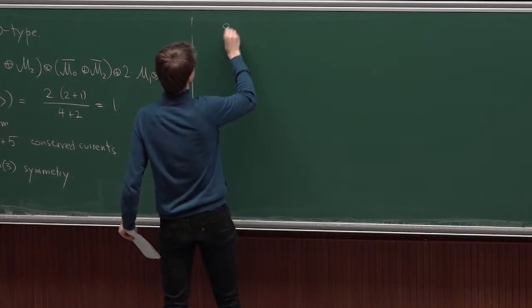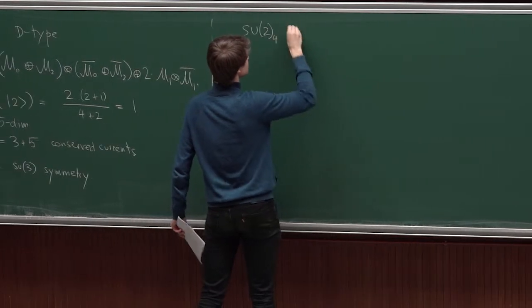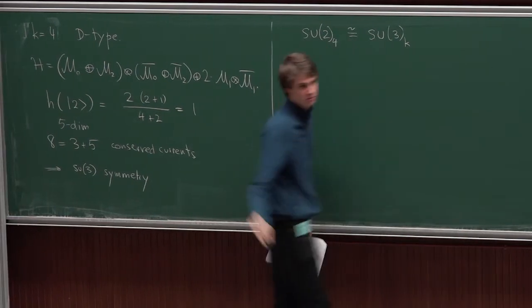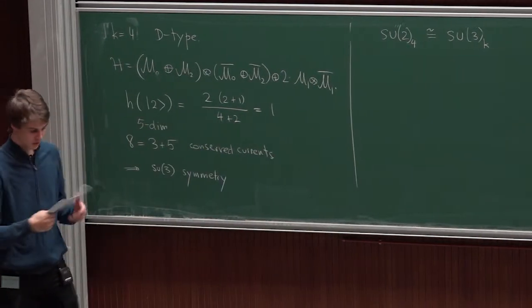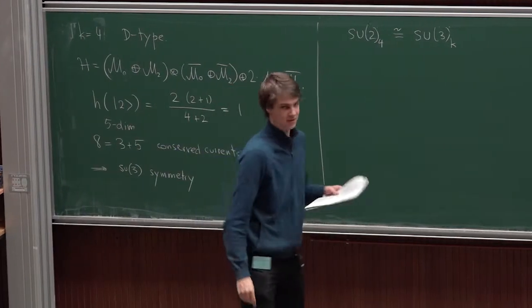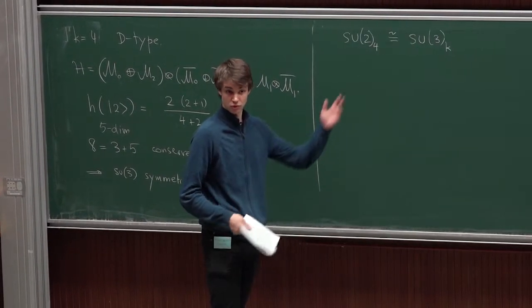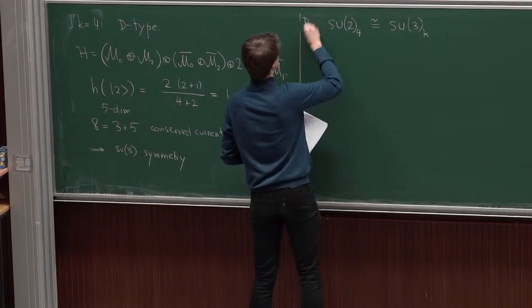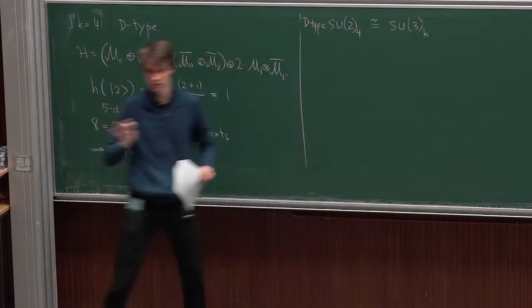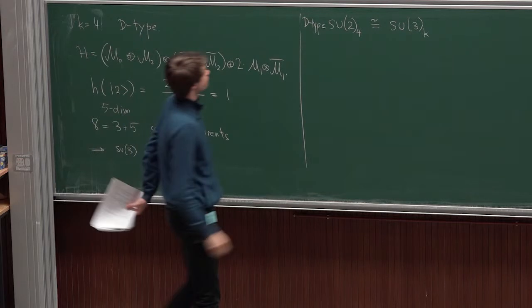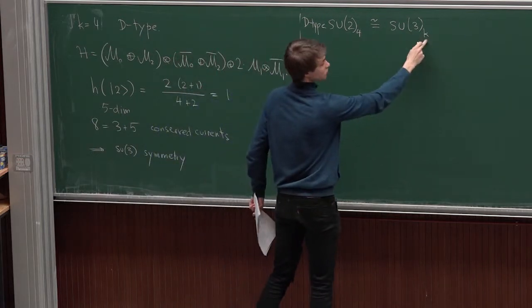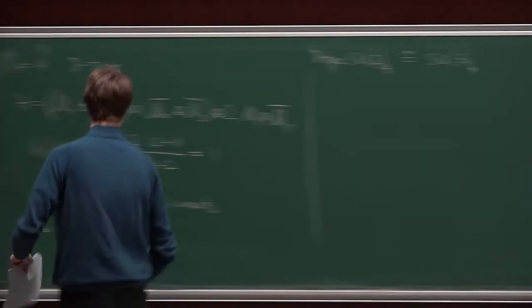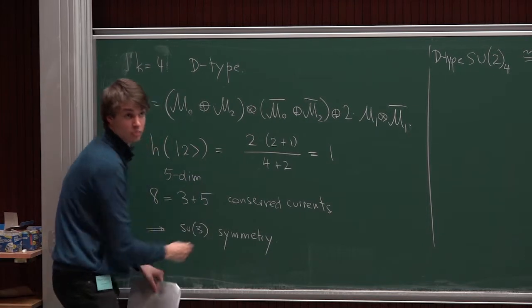Okay, so let's make the bold claim that this SU2 level 4 Wess-Zumino-Witten model is actually SU3 at some level k. Okay, so can this be true? It seems to be true because this has SU3 symmetry algebra. So here maybe I should write D type. Okay, not the A type, SU2 level 4. Good. So this should be true because they have the same symmetry algebra, except I didn't tell you what the level of this SU3 symmetry should be.